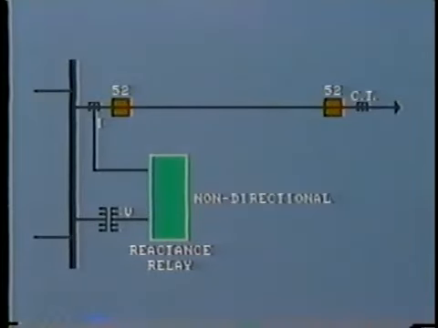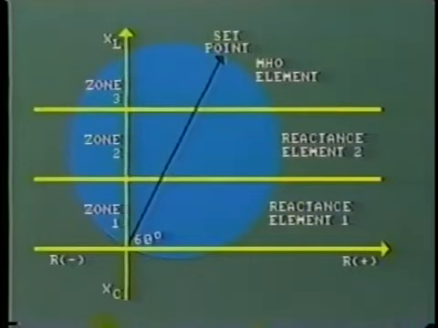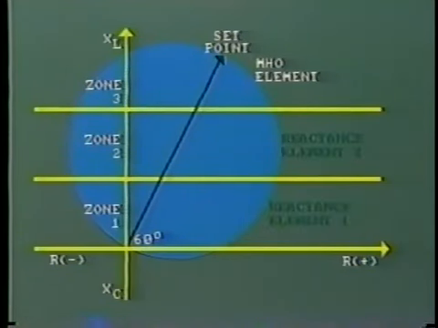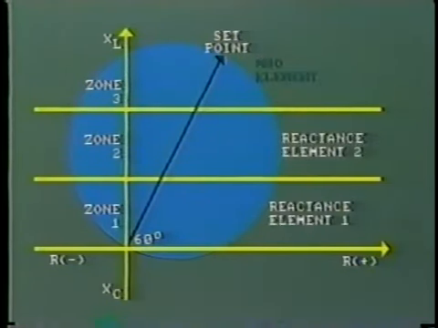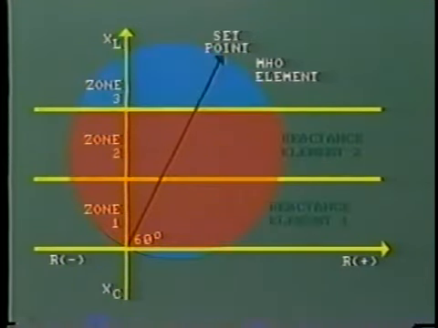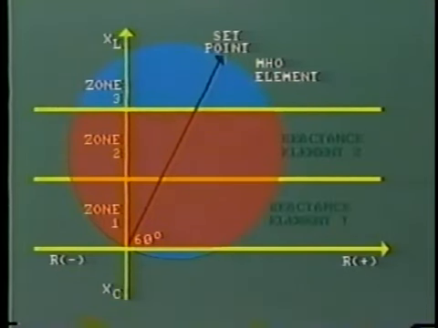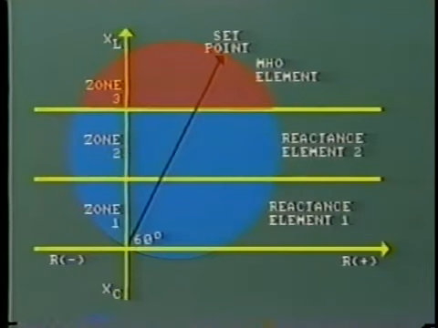One problem is that the reactance relay is not directional, and so will operate for faults upstream of the protected zone. This problem is resolved by using the reactance relay in conjunction with a Mho element. The characteristic is shown on this diagram. There are two reactance elements, each protecting first and second zones. The circle diagram for the Mho element shows that it is set to protect the third zone.